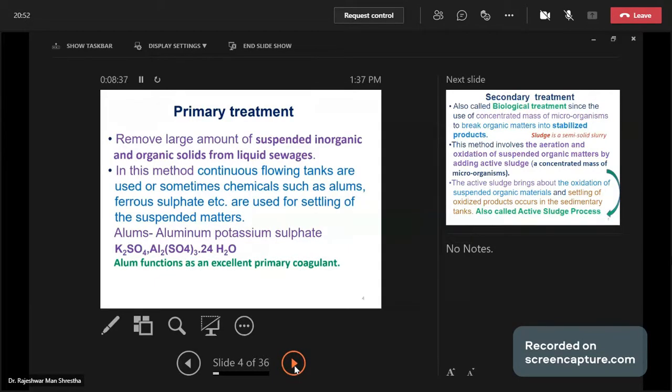Due to gravitational force, the insoluble particles will settle down at the bottom of that tank and be collected. Impurities in this tank can be removed at regular intervals. It is better to use a continuous flowing tank in comparison to chemicals. Either we can use alum, sulfate, and the purpose of this chemical is to coagulate the inorganic or organic matter.